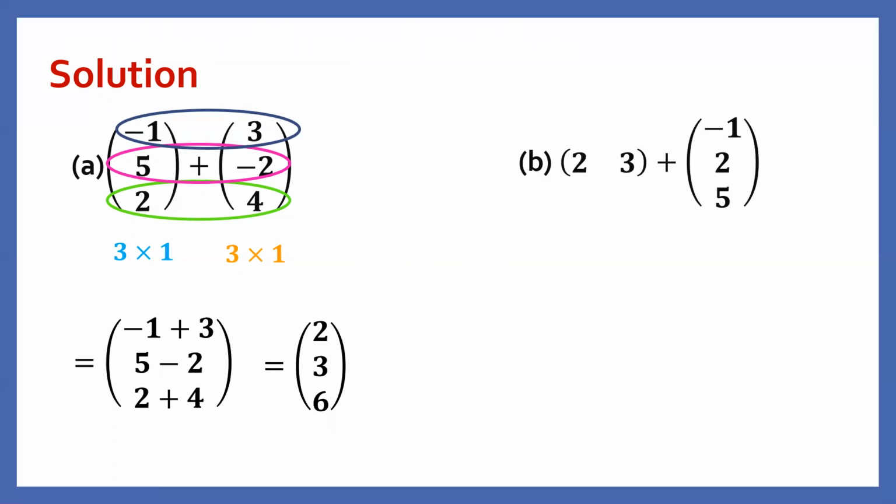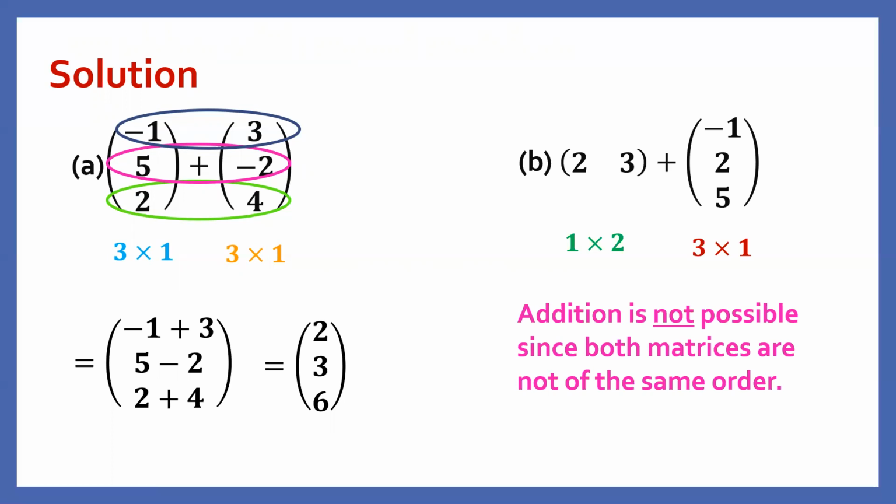Part B. First, I need to check the order. So the order of the first matrix is 1 by 2. Second matrix, 3 by 1. Do I have the same order? No. So if we do not have the same order, this means we cannot add. Therefore, addition is not possible because the two matrices are not of the same order. Part C.